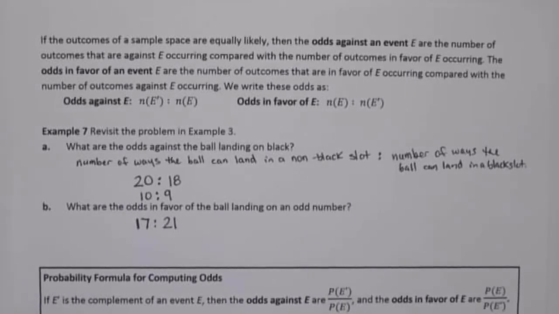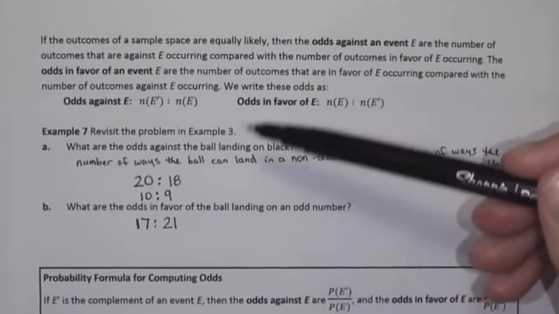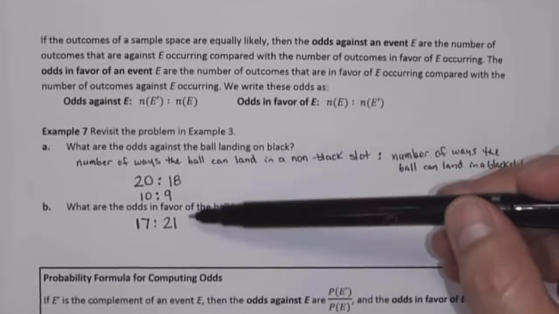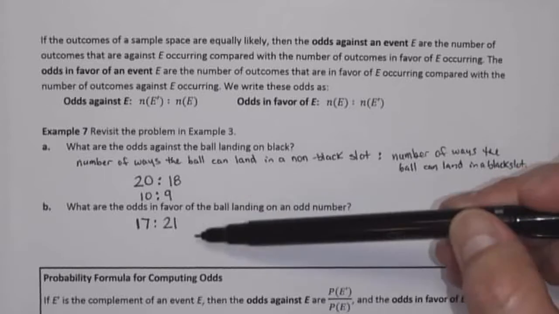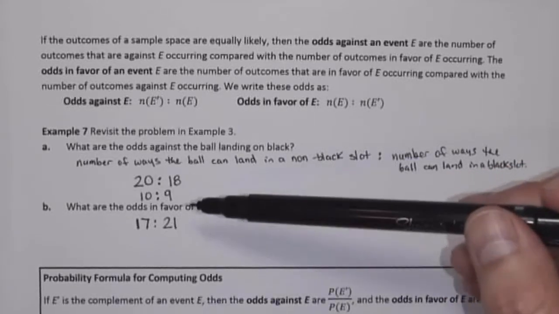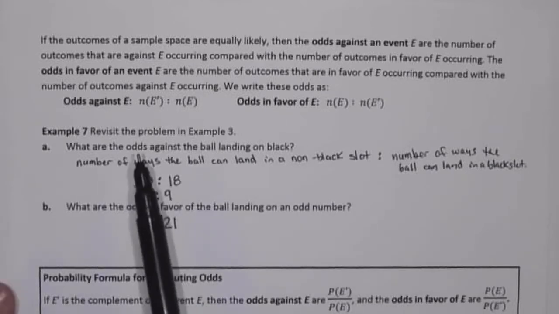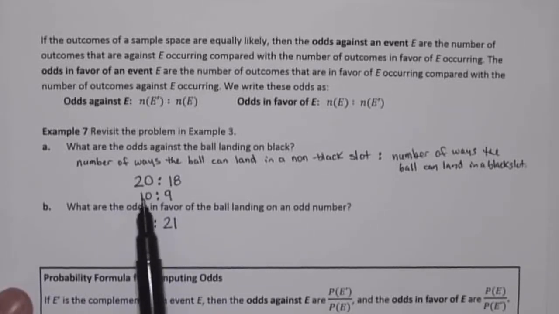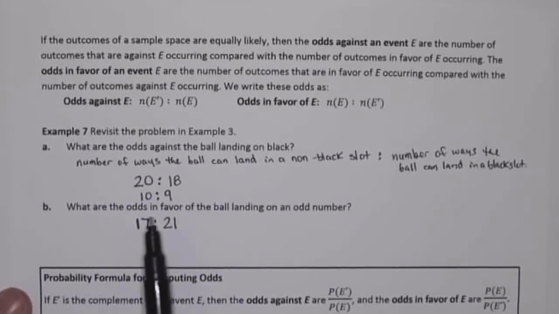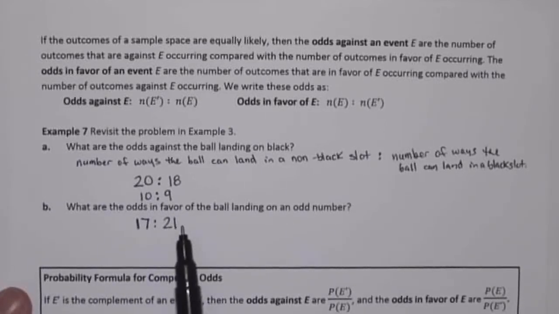odd number slot. So again, the key here, and the reason why we're discussing this, is the word odds is often confused with probability. And odds and probability are not the same thing exactly. They're related, but they're not the same thing. So again, we can have odds against, which would be the number of non-favorable outcomes compared to the number of favorable outcomes. And there are odds in favor, which is the number of favorable compared to the number of non-favorable outcomes.